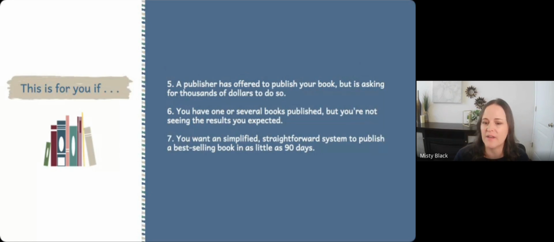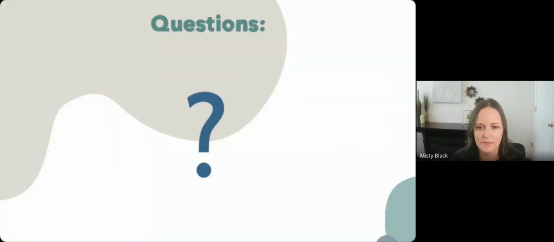Okay, type 5 if a publisher has offered to publish your book but is asking for thousands of dollars to do so. Type 6 if you have 1 or several books published but you're not seeing the results you expected. And type 7 if you want a simplified, straightforward system to publish a best-selling book in as little as 90 days. If any of these resonated with you, you're in the right place. We have a flood of 7s coming through, which is amazing. Lots of 5s and 6s as well.